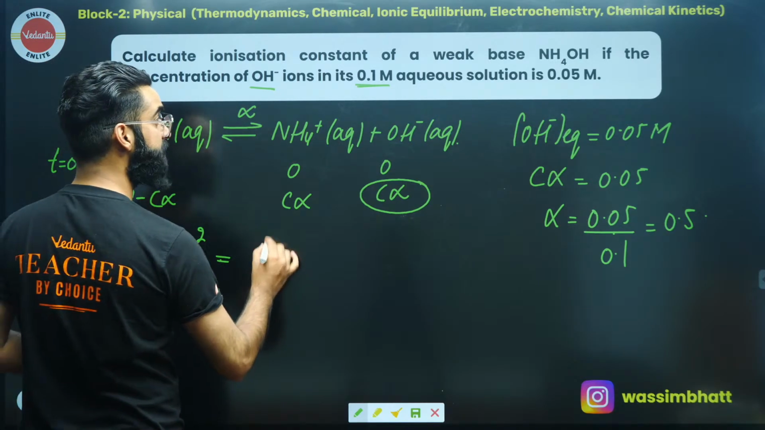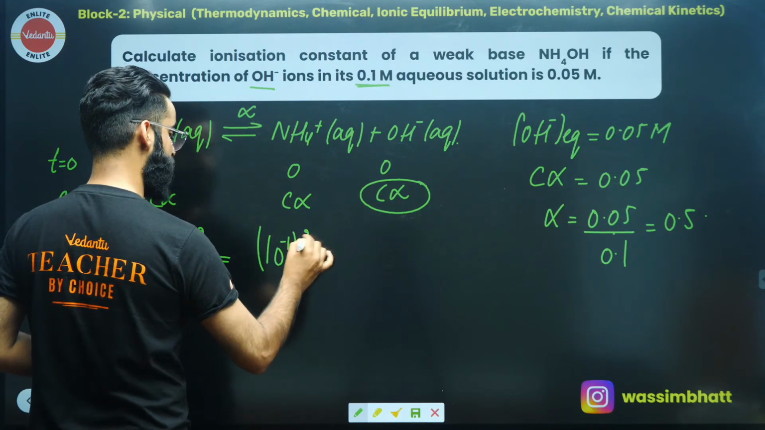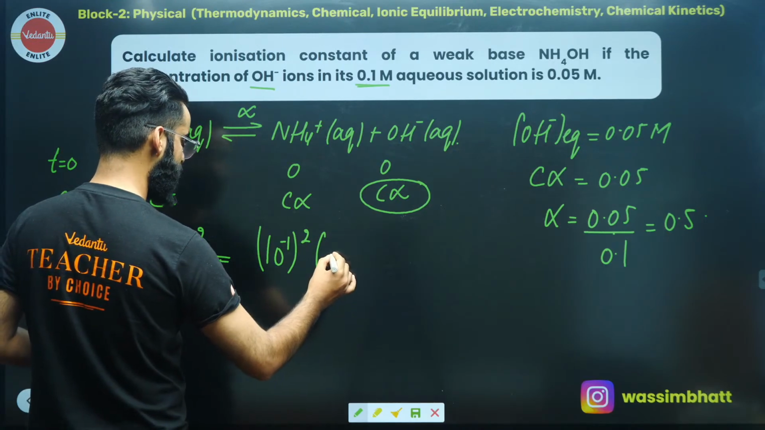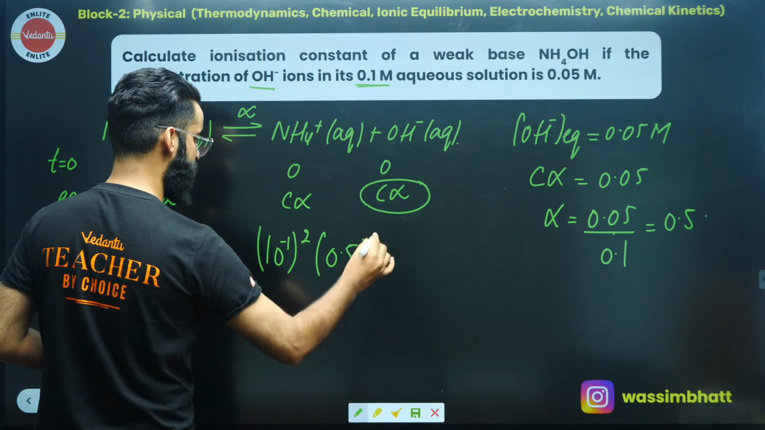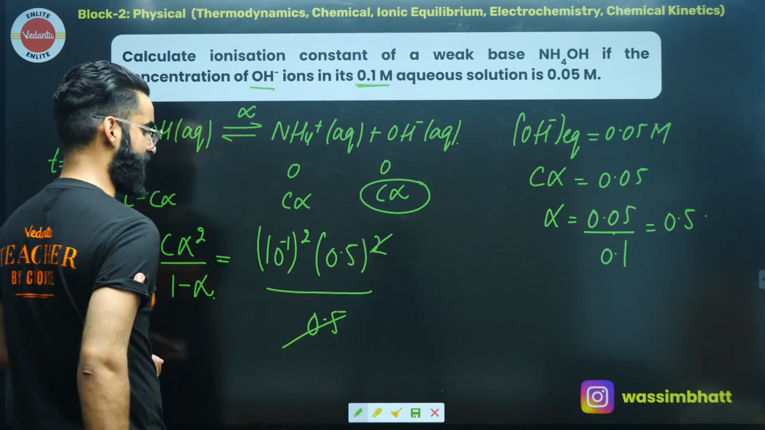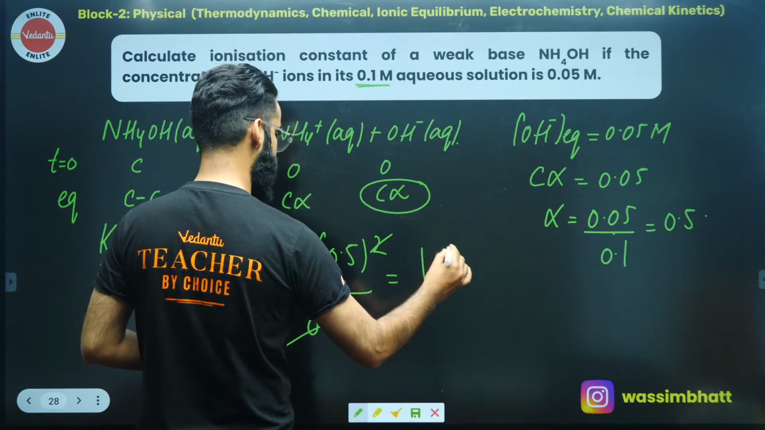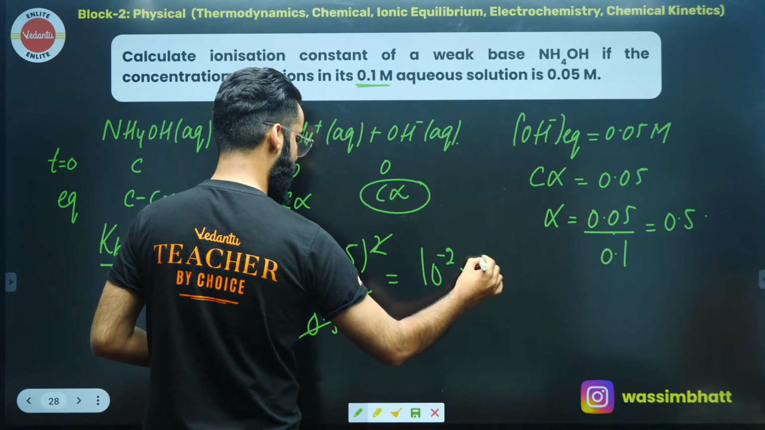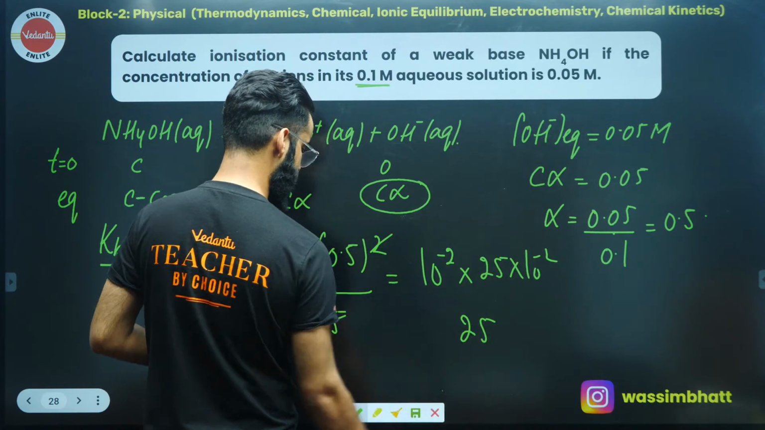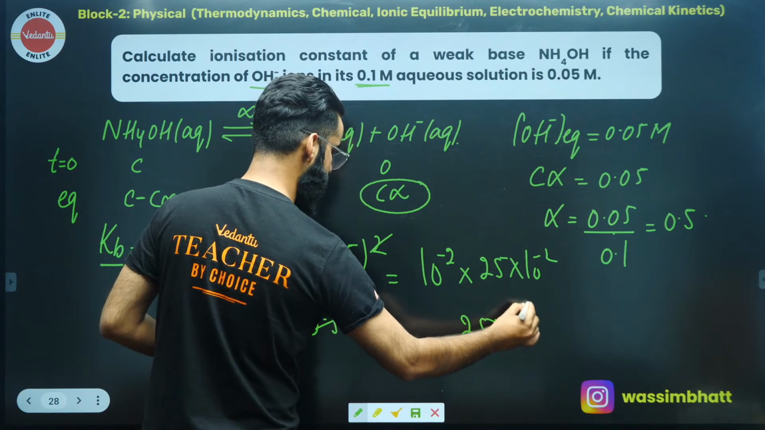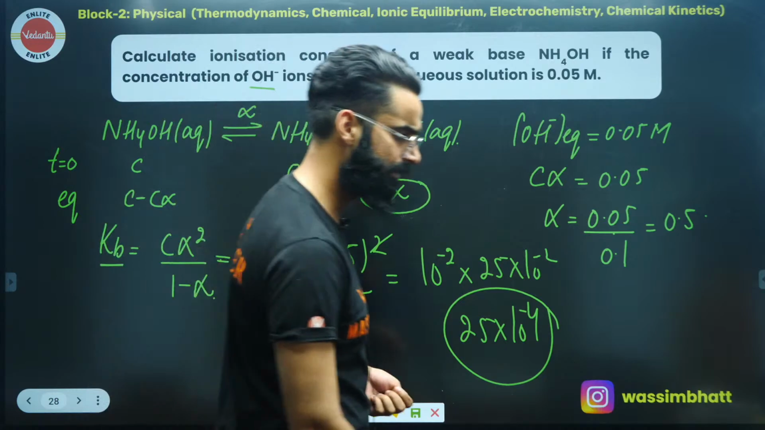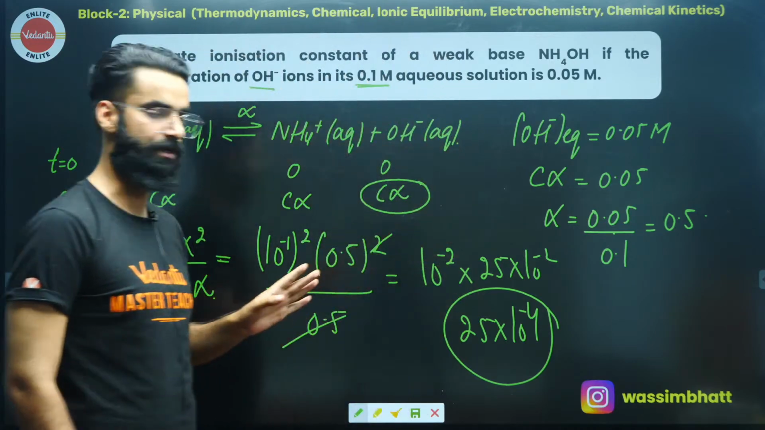So it's going to be C, and the C value is 0.1. 0.1 means 10 raised to the power minus 1, into alpha squared. Alpha is 0.5, right? So make it 0.5 squared, divided by 1 minus 0.5, which comes out to be 0.5 only. So 0.5 cancelled out. So this is 10 raised to the power minus 2, and this one will be 25 into 10 raised to the power minus 2. So the final value comes out to be 25 into 10 raised to the power minus 4. This is the value of Kb, which you were supposed to calculate as far as the question is concerned, right? I'm sure you can easily solve this sort of question again. Perfect.